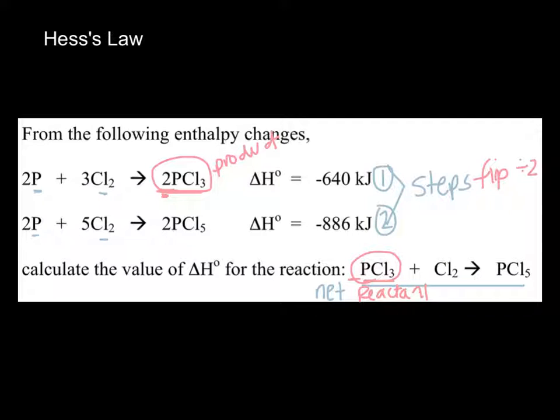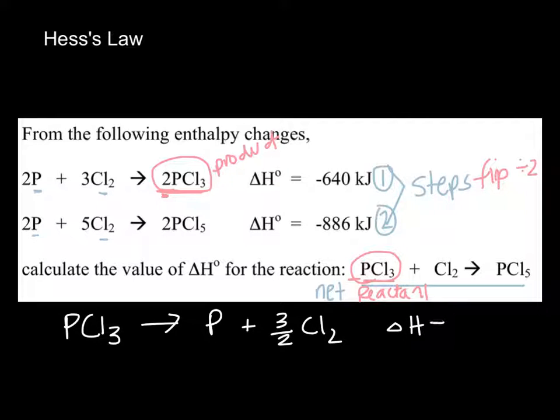So when I rewrite this, my products become my reactants because I flipped it. And also, I divide all of the coefficients by 2. So I get PCl3, I get phosphorus, and then I get 3/2 chlorine. Also, because we flipped it, the sign of our enthalpy becomes positive since it was negative before. And we divide by 2, so we get 320.